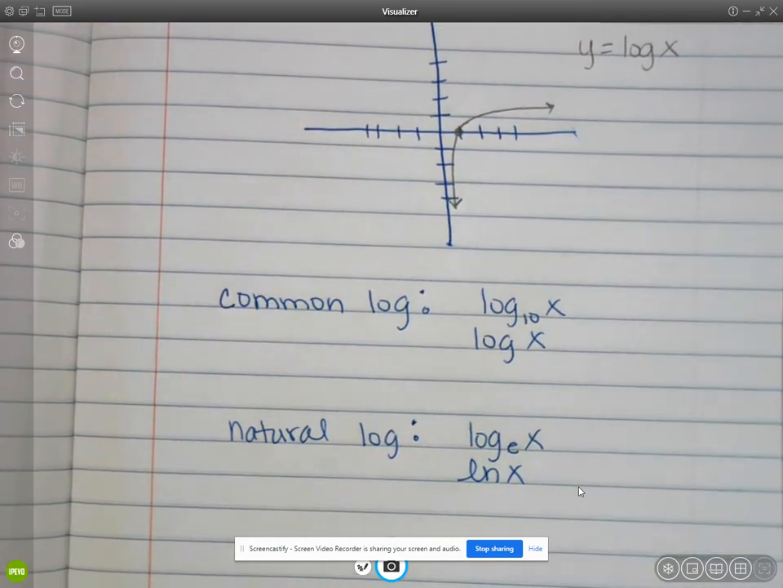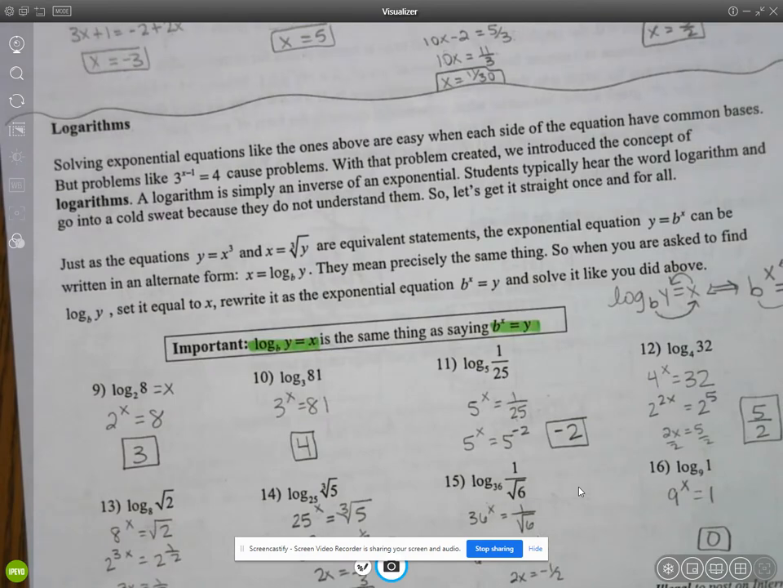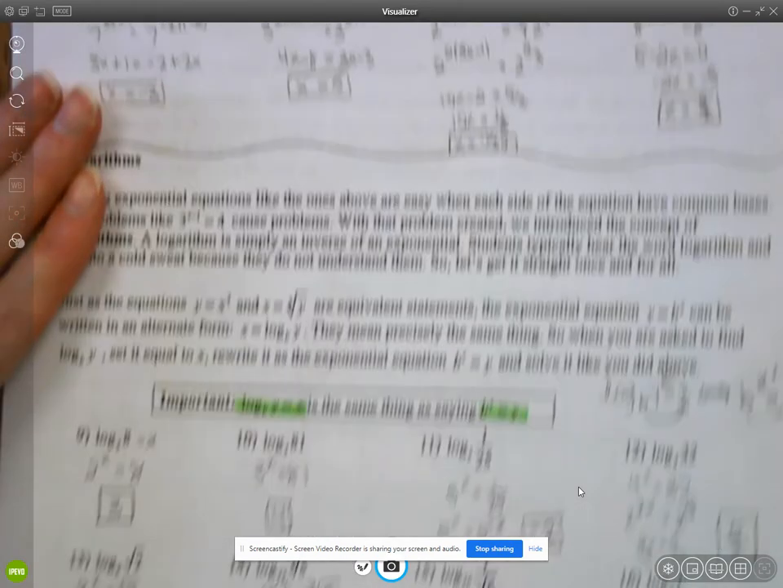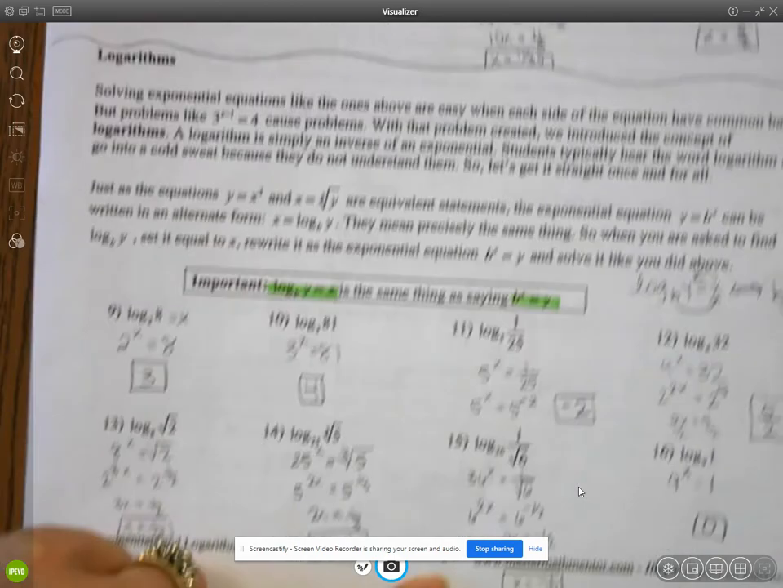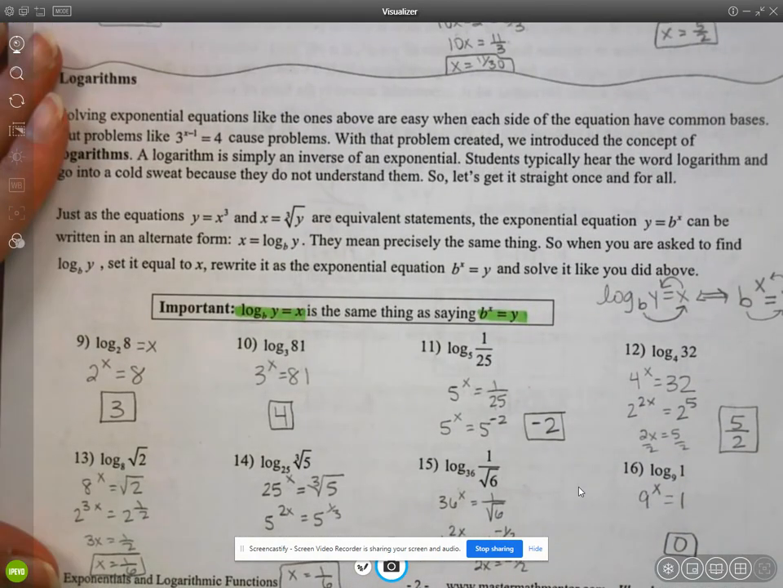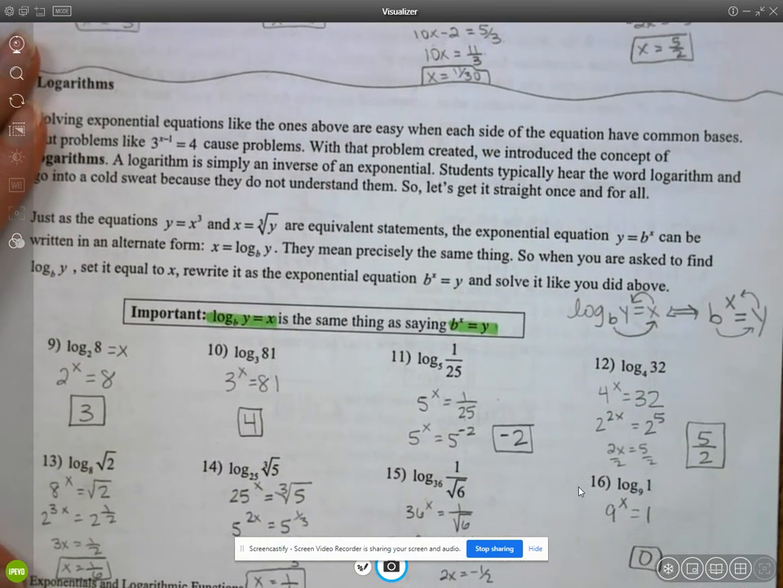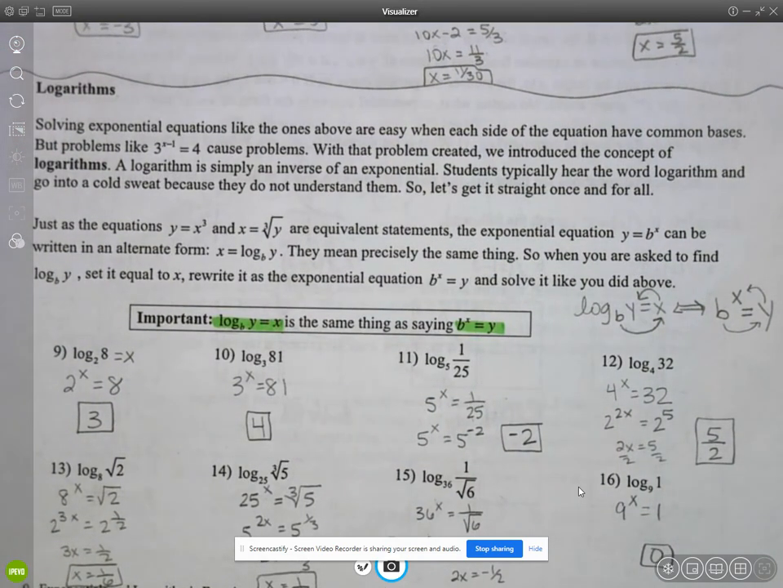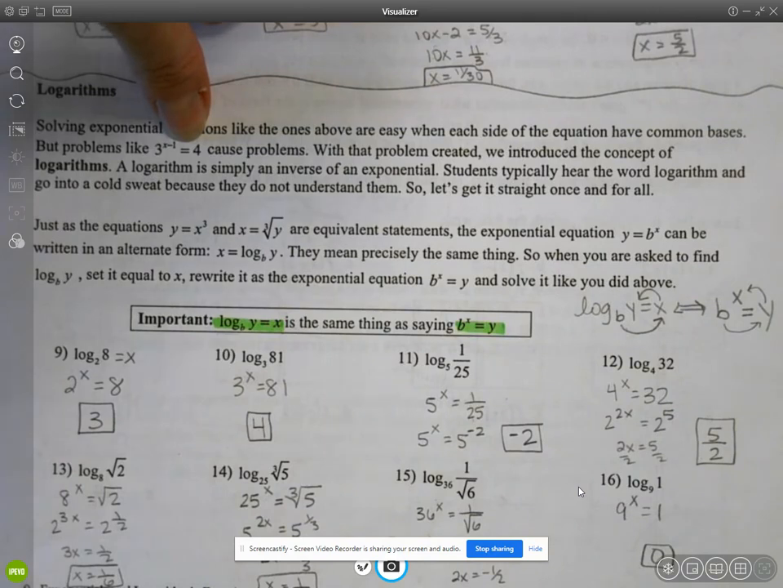All right, so the handouts are where we're going next. On page 2, we're going to talk about the bottom half of the page today. Let's see if I can get it all to fit. There we go. At the beginning, it's the same things that I was just explaining. It's telling you that solving exponential equations like we did yesterday is easy because you can make the bases the same. But if you have something that looks like this, we can't make the bases the same. So that's where logarithms came from. It's just the inverse of an exponential.